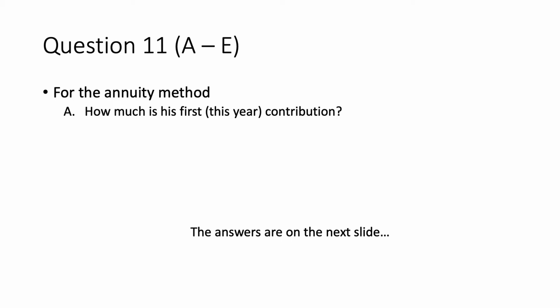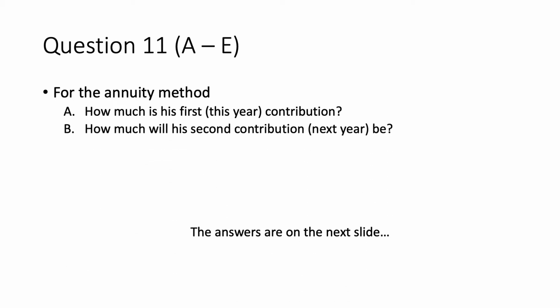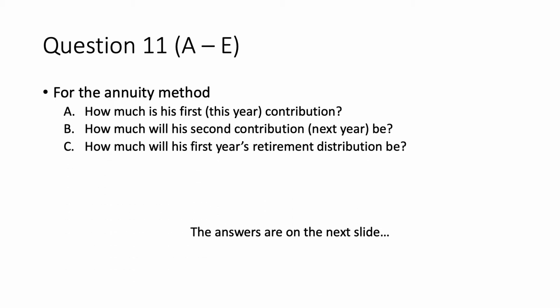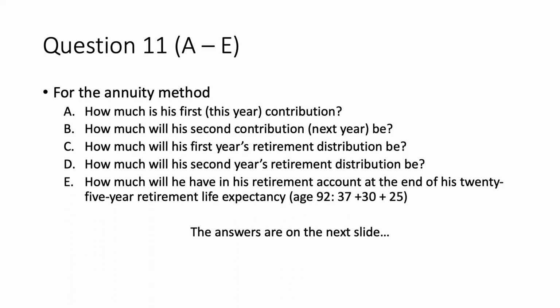We're looking in this example for five different things. How much is his first contribution? How much is his second contribution, like next year's? How much is his first retirement distribution going to be? How much is his second going to be? And how much will he have in his retirement account at the end of the 25-year life expectancy period? In other words, that's at age 92. So the answers are on the next slide.